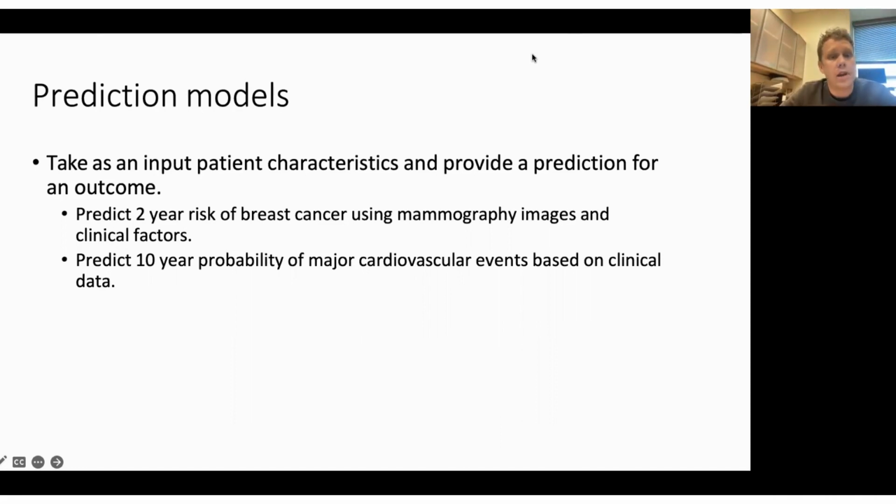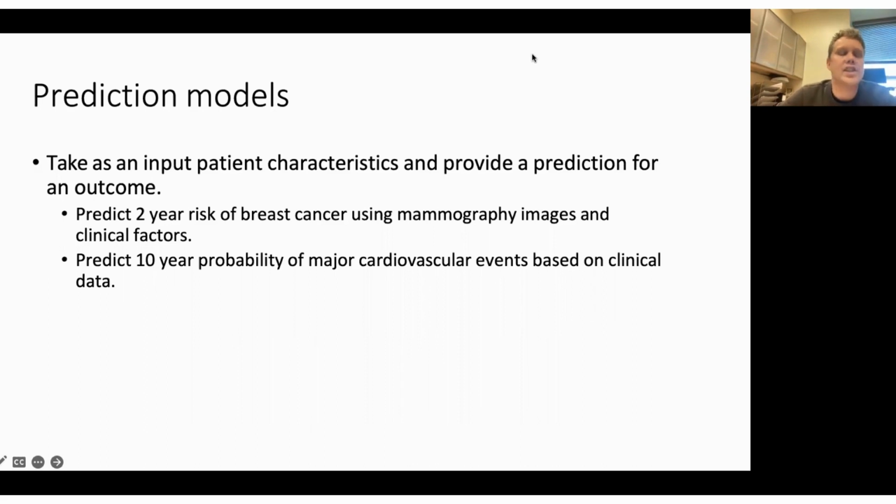Two examples would be: you're interested in knowing the 2-year risk of developing breast cancer, and you base that prediction on data from mammography images, either using the images themselves or features extracted from those images, and you also add to that some standard clinical risk factors. Another thing you see pretty frequently is a risk prediction model for cardiovascular disease, like the Framingham risk score, where you might be interested in predicting, say, the 10-year probability of major cardiovascular events, and you're basing that on some clinical data.